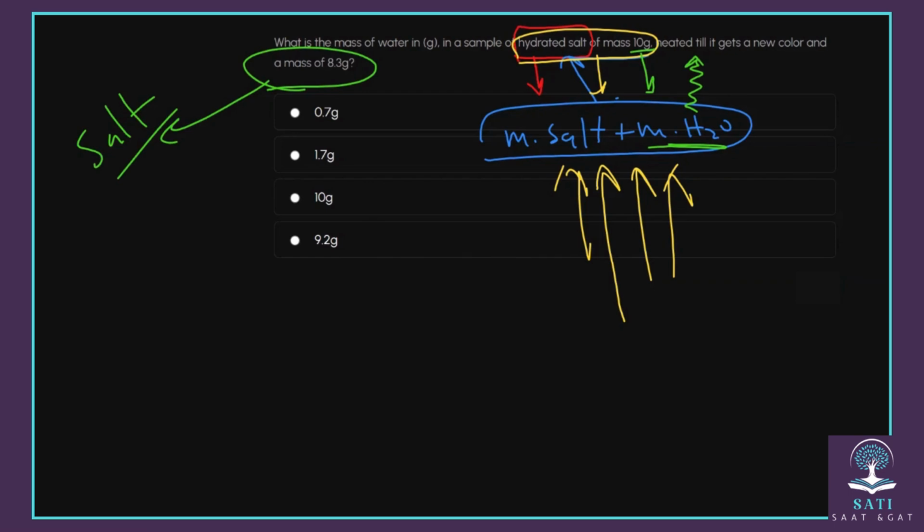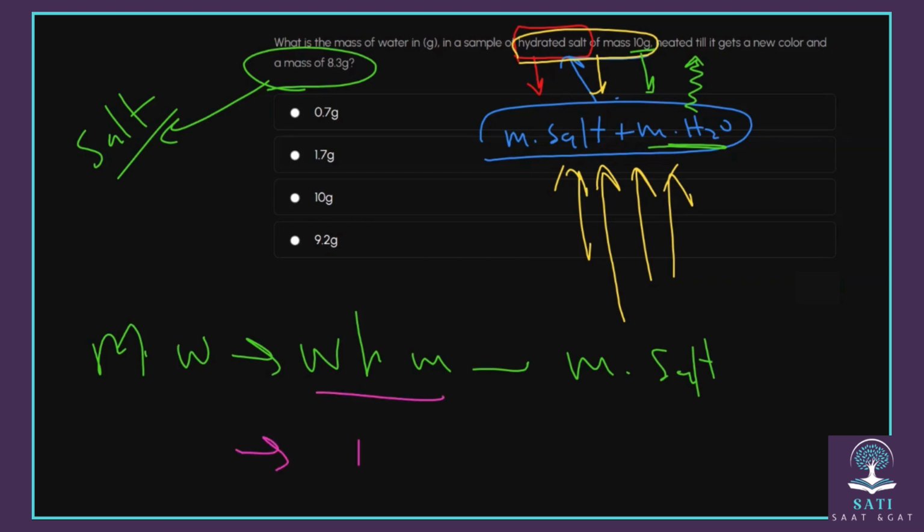Okay, now how can I get the mass of water? So the mass of water in this case represents the whole mass minus what? Minus the mass of salt alone. So that means the mass of water represents the whole mass, which is 10.